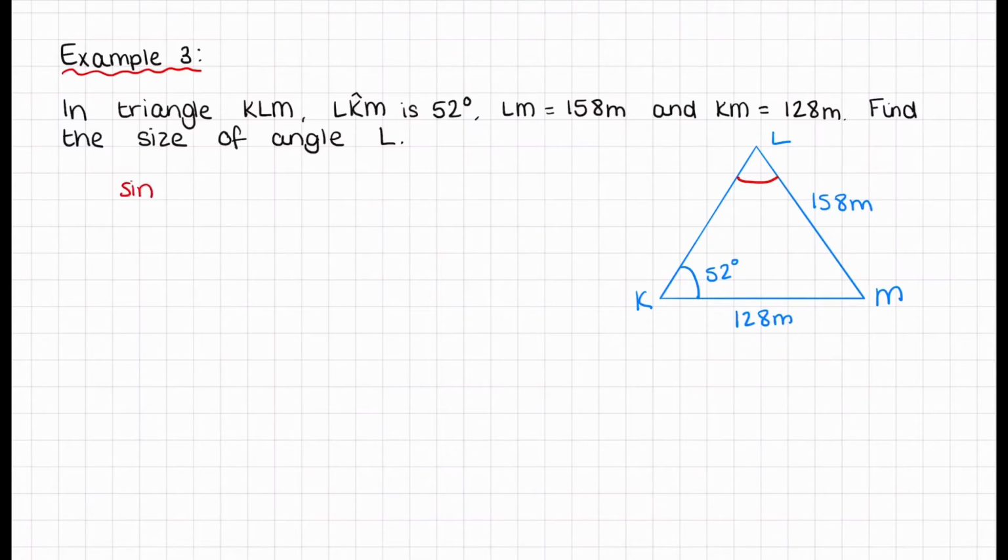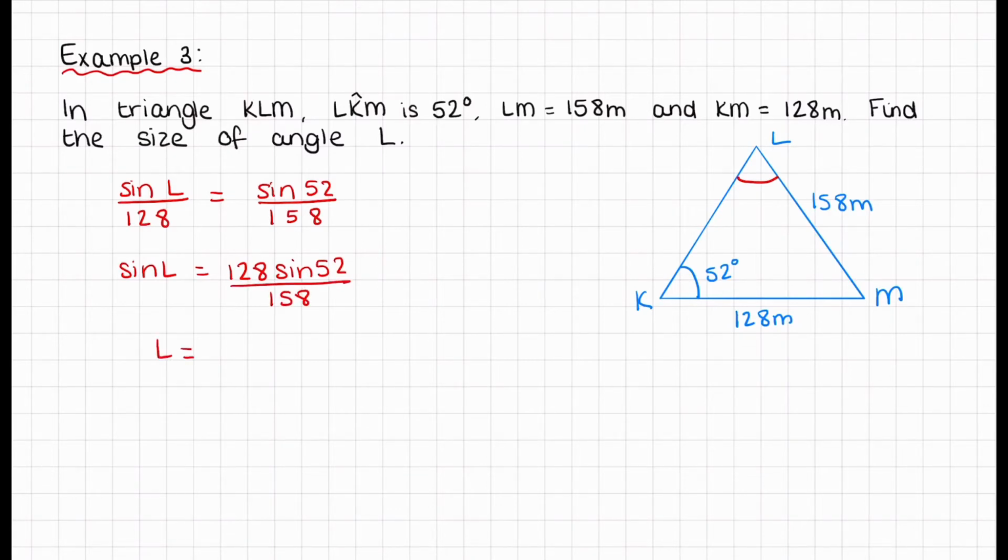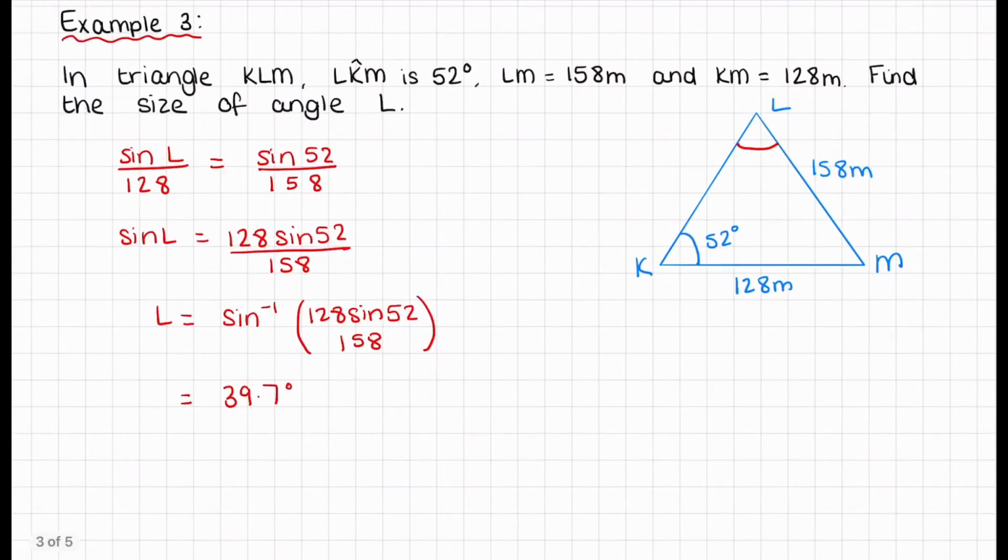So we'll have sine L divided by 128, the side opposite, equals sine 52 divided by the side opposite the angle, which is 158. Do our rearranging. So sine L will equal 128 times sine 52 over 158, and so then L will equal sine -1 of that as well. And then you just need to put that straight into your calculator and you'll get an answer of 39.7 degrees. Now we know it could be acute or obtuse, so we need to find our other angle that it could possibly be, which would be 180 minus 39.7, which equals 140.3 degrees.